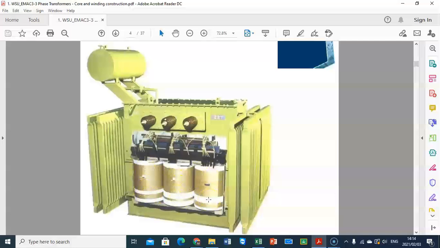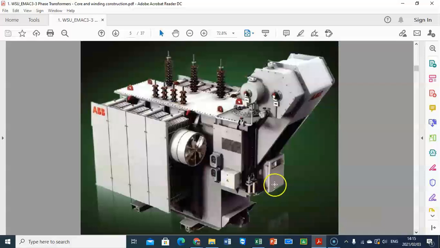So a 3-phase transformer can be made of 3 single-phase transformers where the windings are connected in star or delta in primary and secondary, or it can be a bank of 3-phase transformers as you see here. Again, this is another picture showing you a 3-phase transformer. Again, you can see the 3 bushings, which are the high voltage side, and the ones from the low voltage side.